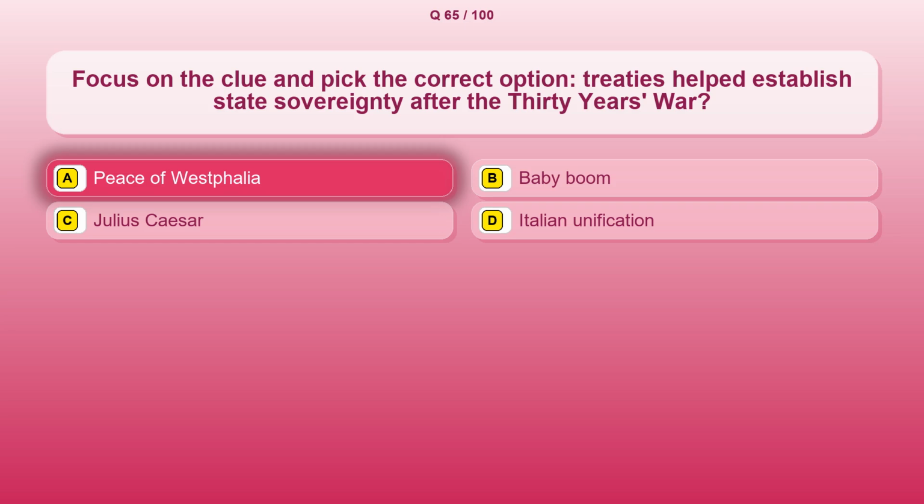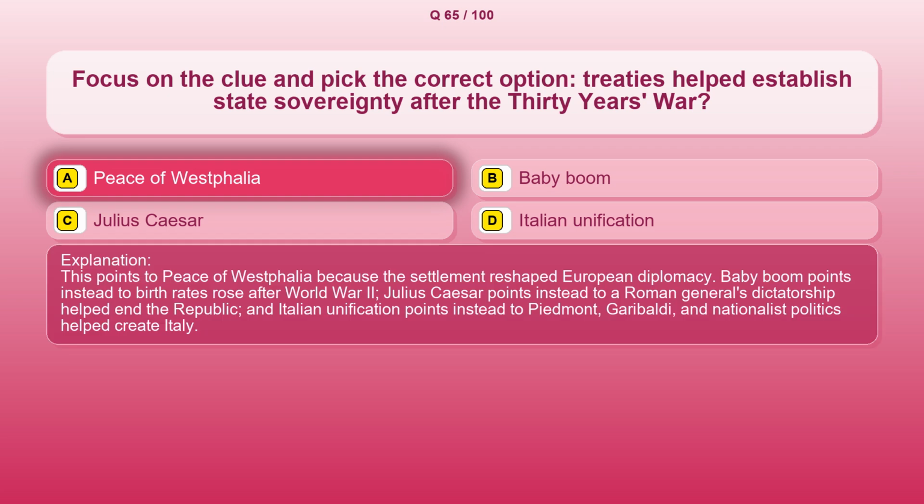The correct answer is option A, Peace of Westphalia. This points to Peace of Westphalia because the settlement reshaped European diplomacy. Baby boom points instead to birth rates rose after World War II, Julius Caesar points instead to a Roman general's dictatorship helped end the Republic, and Italian unification points instead to Piedmont, Garibaldi and nationalist politics helped create Italy.